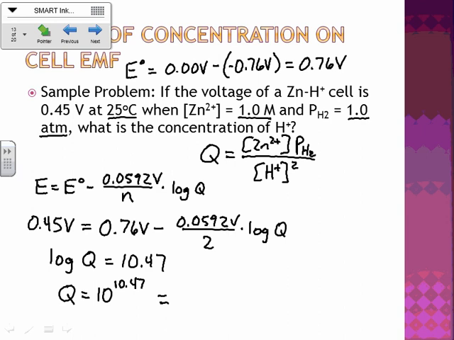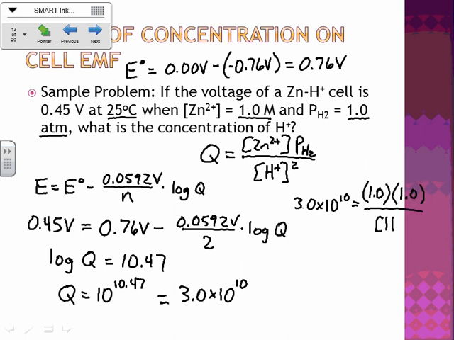2.97. Actually, I guess we need to round to 2 figs here. Or we could just worry about that later, but I'll just go ahead and go to 3.0. 3.0 times 10 to the, what is this? Is it the 10th? Okay, to the 10th. So there's our Q, okay? So now we can plug that in. 3.0 times 10 to the 10th is equal to the Zn2 plus, which we said is 1 molar. I guess I should just say these are activities now, they don't have units. So just 1.0 times the pressure, which is 1.0, divided by the H plus concentration, which is squared, right?